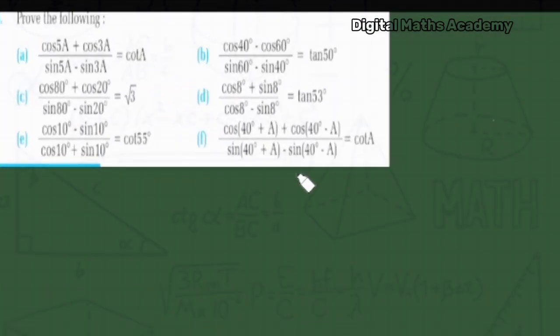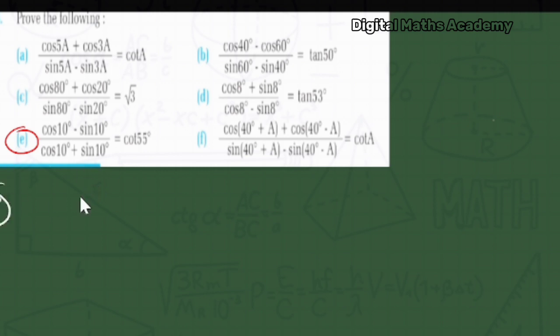So let's do some short questions. In part A, cos C plus cos D at the numerator, sin C minus sin D at the denominator, just apply the formula and you can get the right hand side very easily. So let's do one question, that is part E. In part E, we can do it by two methods. So let's do it by the first method.